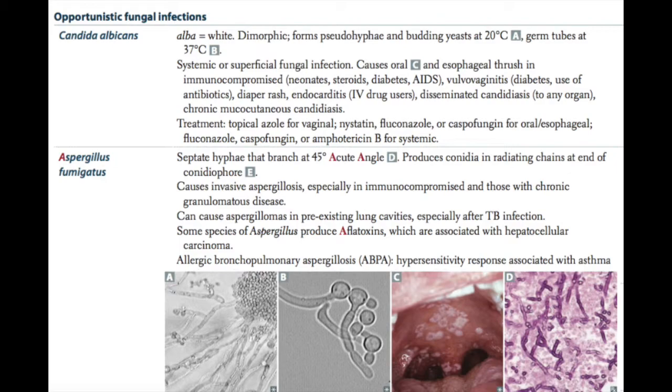Oral and esophageal thrush in immunocompromised patients. So we see this in babies, we see this in people that are on steroids, we see this in diabetics, and we see this in AIDS patients. Candida also causes vulvovaginitis, and that's due to high pH, diabetes, or use of antibiotics. We see Candida in diaper rash, and we see Candida in endocarditis in IV drug users.